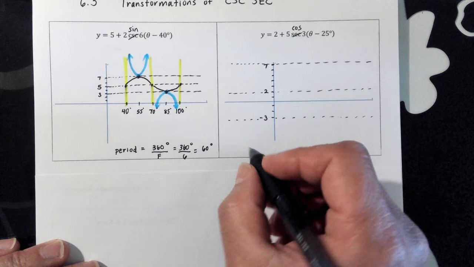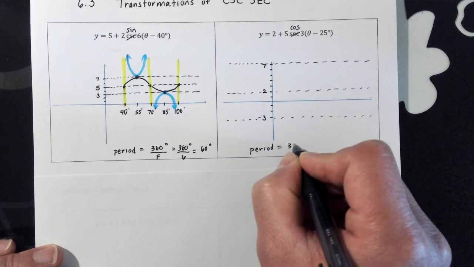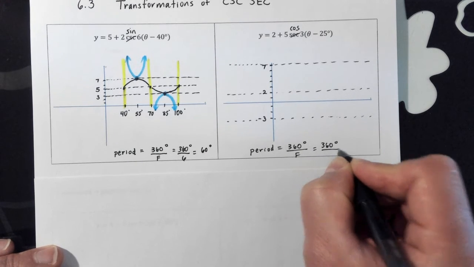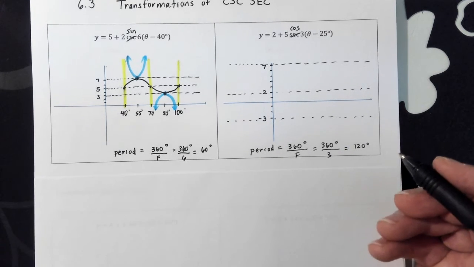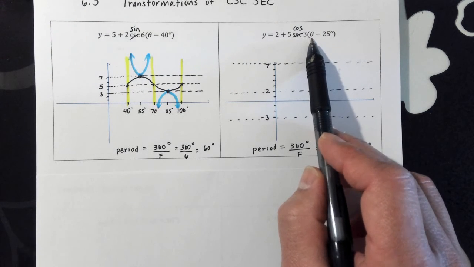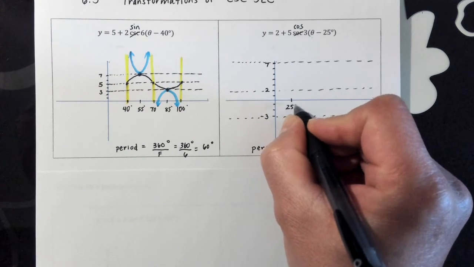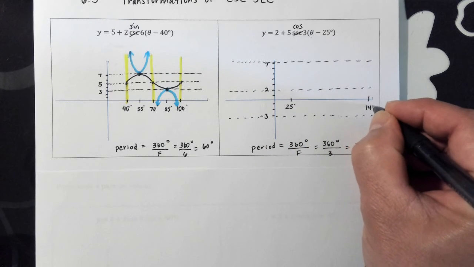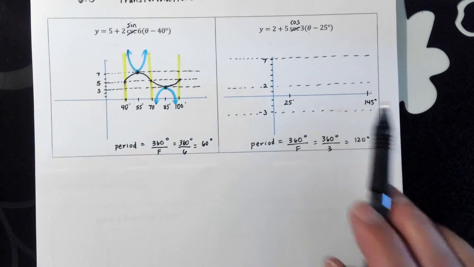Frequency is 3, so to find period, you go 360 divided by the frequency. 120 degrees is the period. We are starting at positive 25 for the phase displacement. So I'm going to put up positive 25 right there. And then 120 degrees later, you end up at 145. Again, this number plus this number always tells you the end of the cycle.